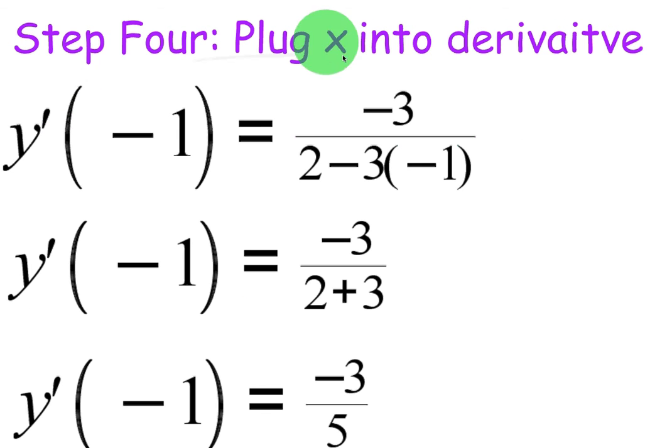For step 4, we're going to plug in the x value into the derivative. That will give us the slope of the tangent line, not the normal, so keep that in mind. So we want to find the equation of the normal line at -1, so we're plugging -1 for x into our derivative. Simplify that and we get -3/5. So that is the slope of our tangent line, -3/5.